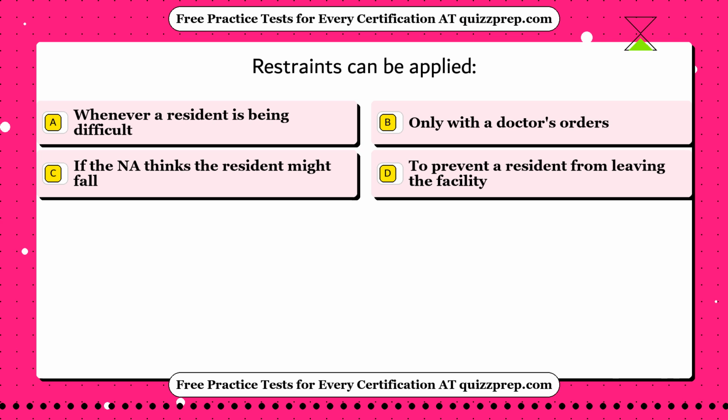Option A, whenever a resident is being difficult. Option B, only with a doctor's orders. Option C, if the NNAAP thinks the resident might fall. Option D, to prevent a resident from leaving the facility.